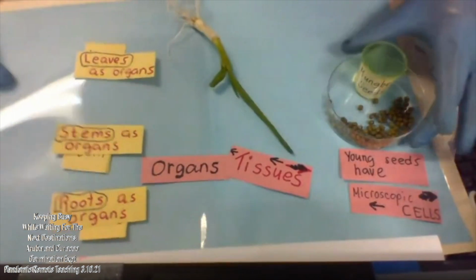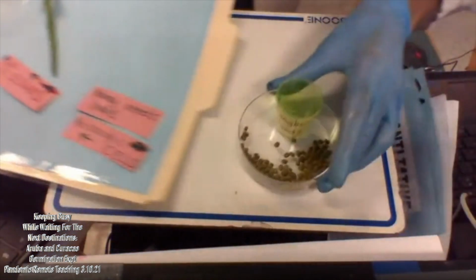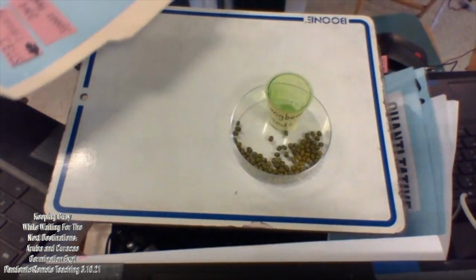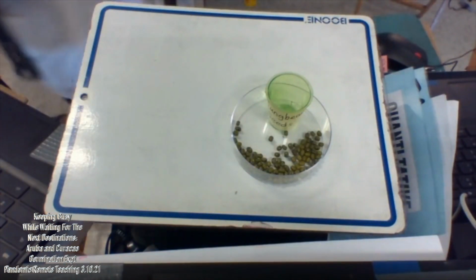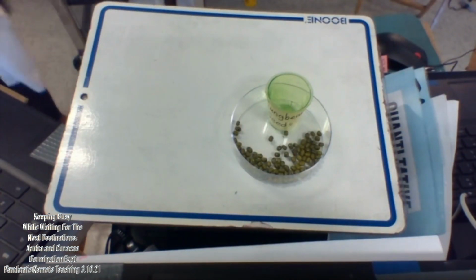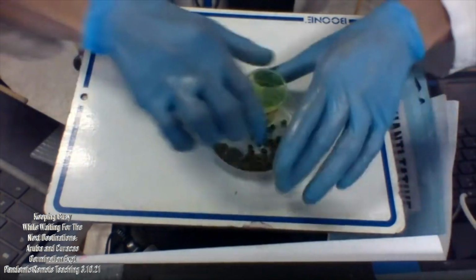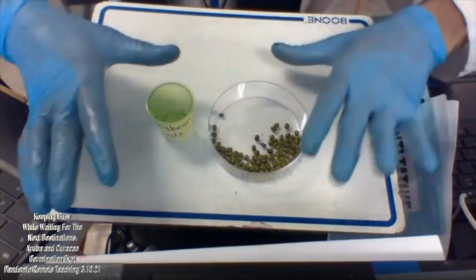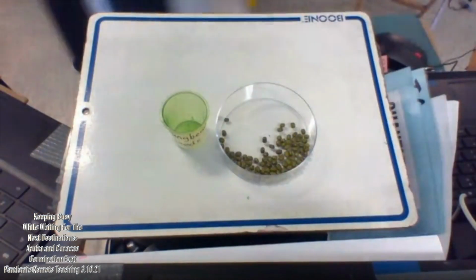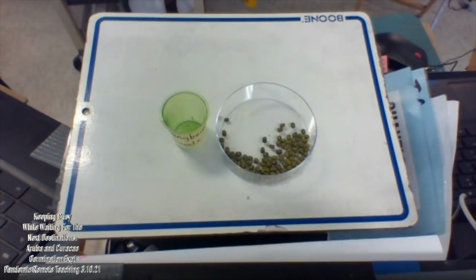Let me focus the camera once again. I'm going to leave the seeds because I'm going to show you how to set up your experiment. So what you need to have, let me hold on. I'm going to use the mung bean, as I said. Let me get the one that I need now. Okay, what else do we need? Hold on.